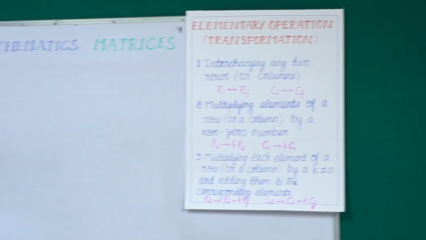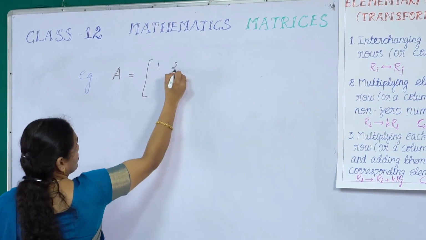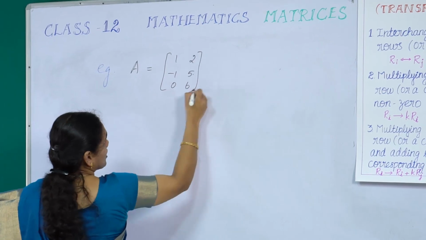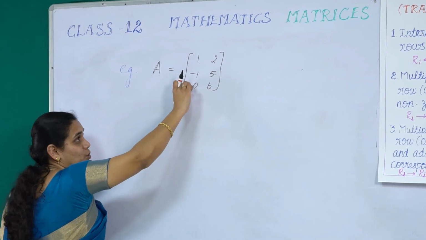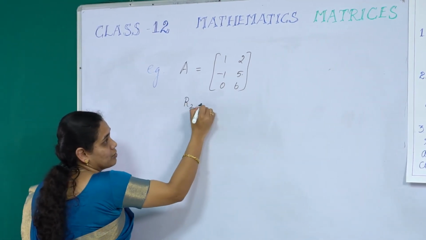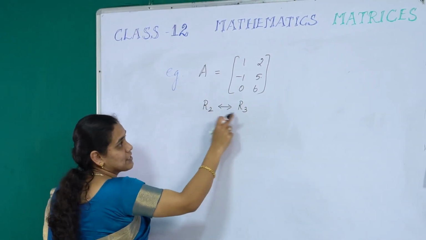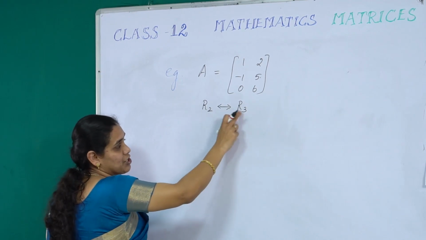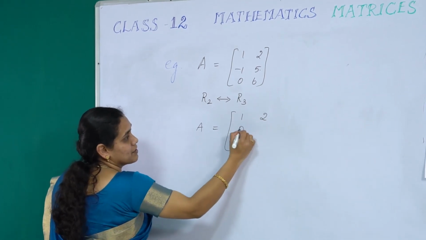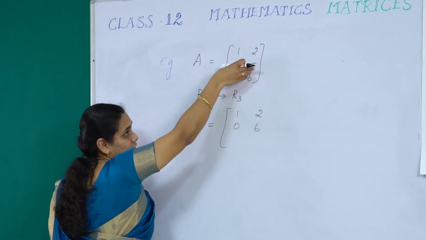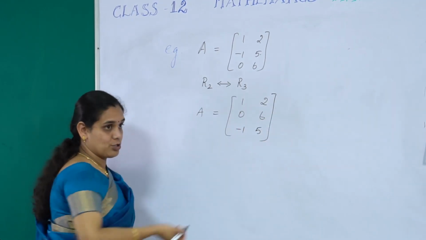See, let's see an example. For example, A is 1, 2, minus 1, 5, 0, 6. Suppose if we wish to interchange the second row and third row, that is R2 is getting interchanged with R3. So we denote this symbol R2 interchanging with R3. So the result matrix will be equal to 1, 2, 0, 6. This third row will go to the second row and the second row will come to the third row. That is minus 1, 5. This is the first operation.